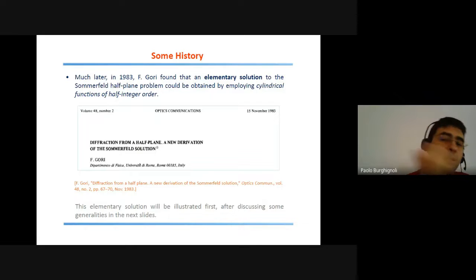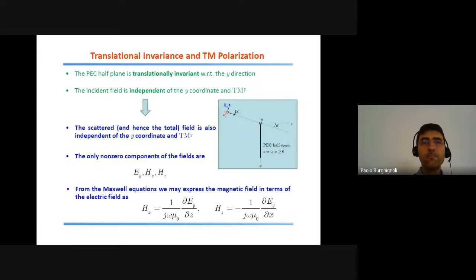But before doing that, let me introduce some general remarks about the Sommerfeld problem in the next slides. Okay, first of all, let us examine a bit more closely the problem I formulated before.